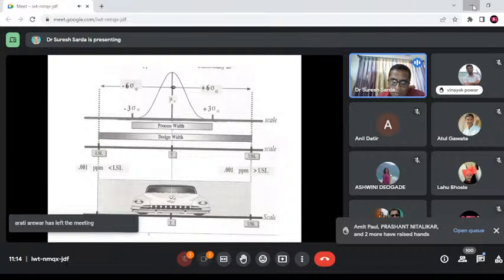Okay, so the conclusion is that the narrower the curve, the better the process. You should narrow the curve. And this is known as CP. What is CP? Process capability index. It is design width upon process width. It is known as CP.